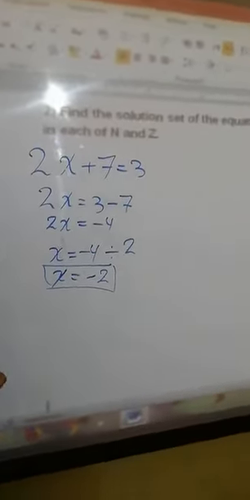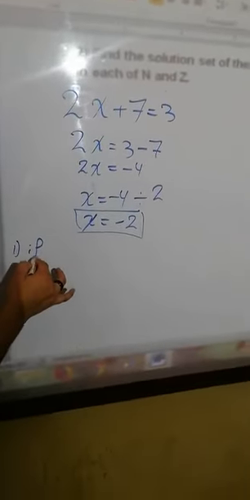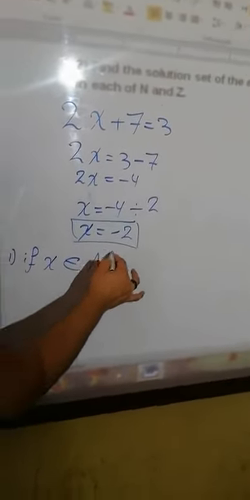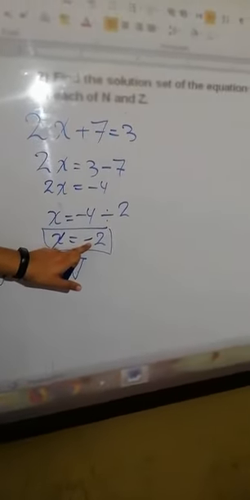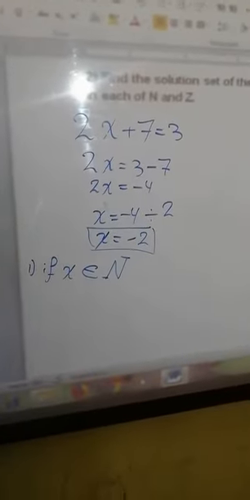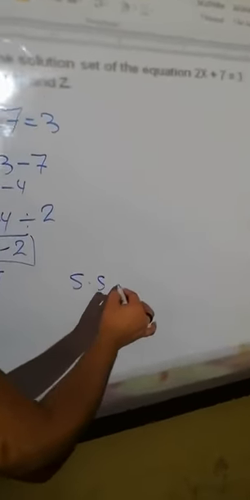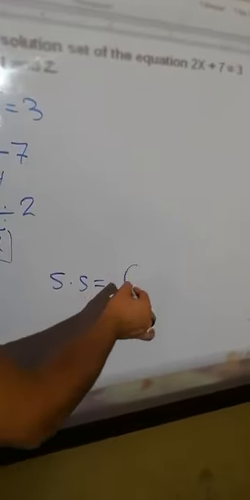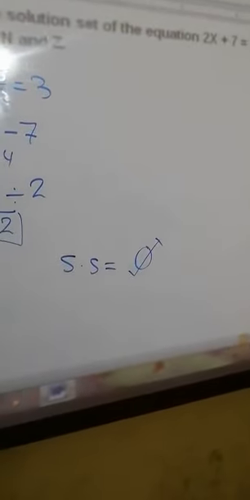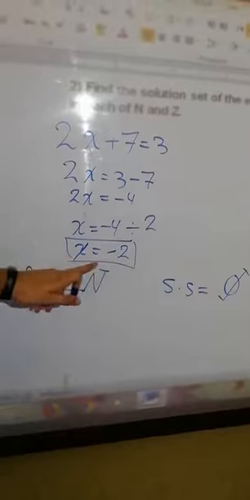Let's find the solution set. Solution set in N. So I have to write first, if x belongs to natural numbers. Natural numbers start from 0, the counting numbers 0, 1, 2, 3, 4, and so on. Do you have any negative number in natural numbers? Of course no. So the solution set equals, you don't have here any solution set. So the solution set will be the empty set, because you don't have any negative number in N.